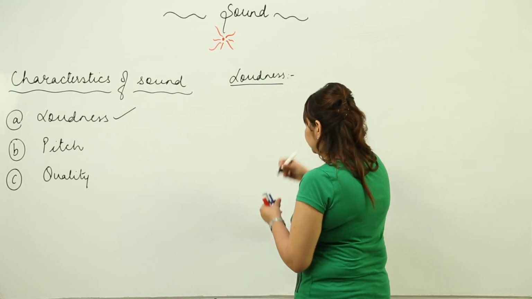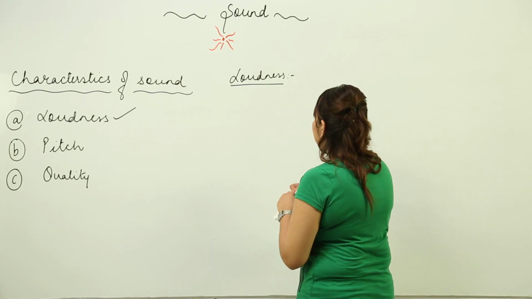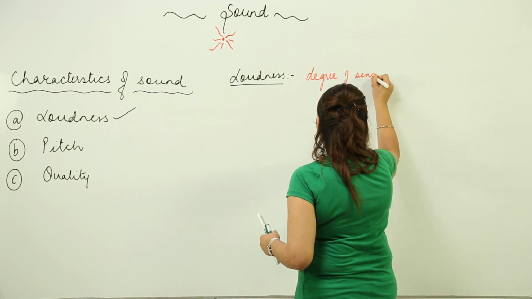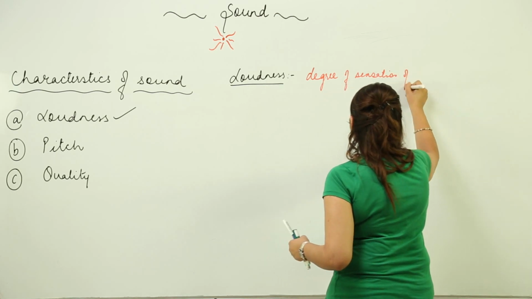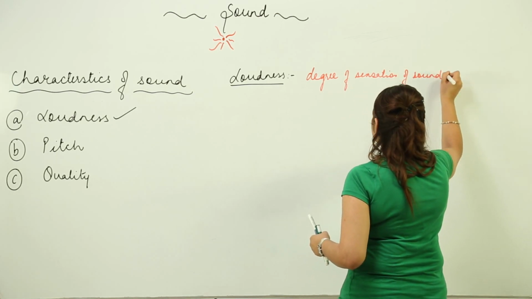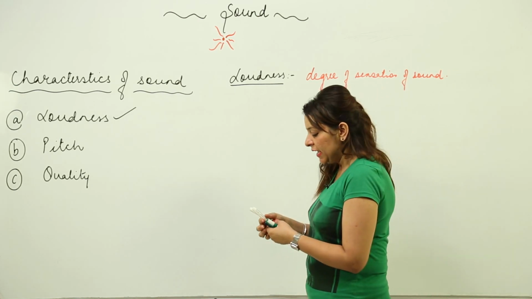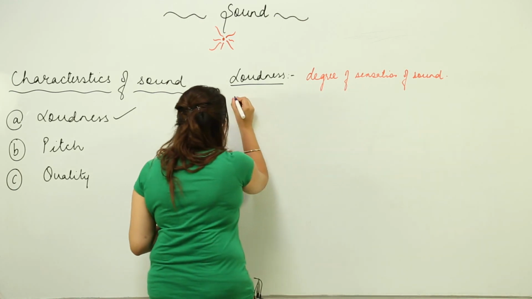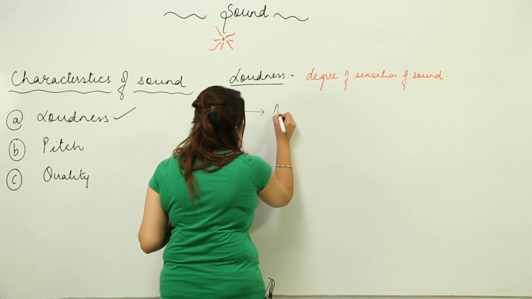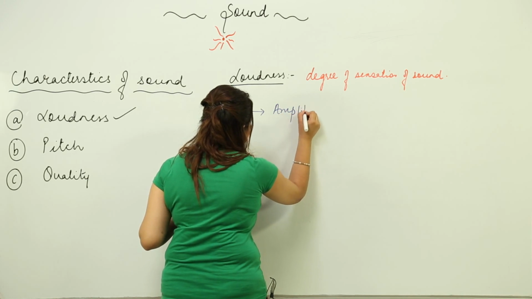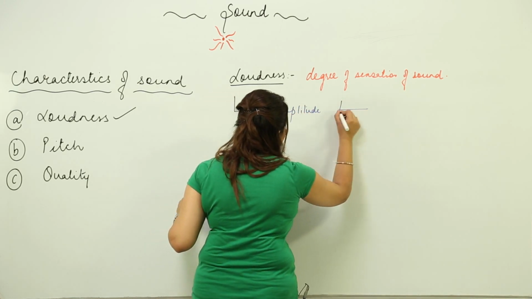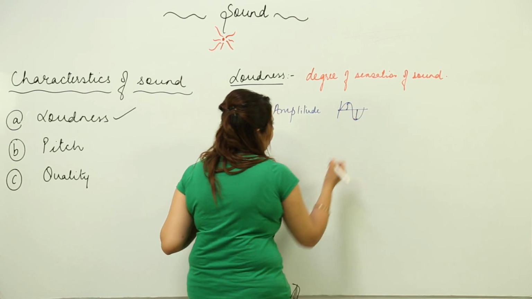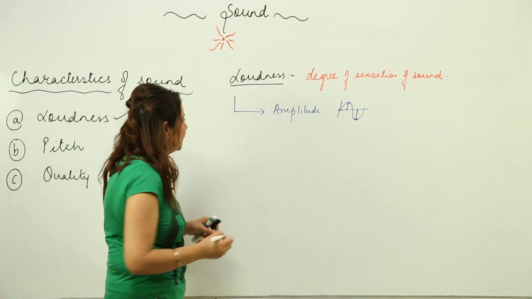So loudness is degree of sensation of sound. And on what factor it depends actually? It depends upon amplitude. As we have already discussed the amplitude, you all know that if the wave is like this, amplitude is the maximum displacement travelled in upward or downward direction. So loudness depends upon amplitude.